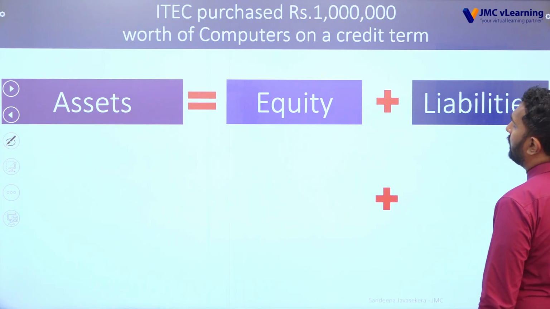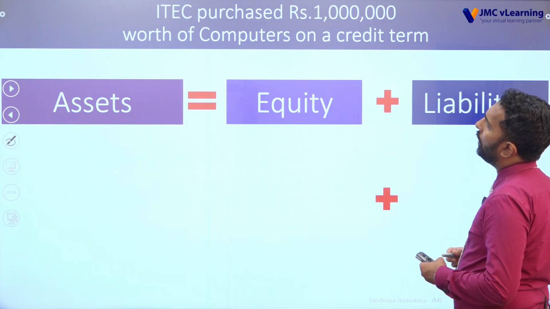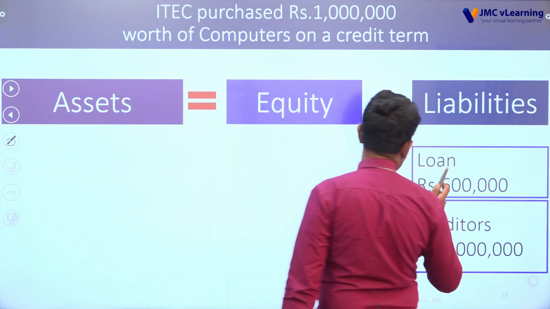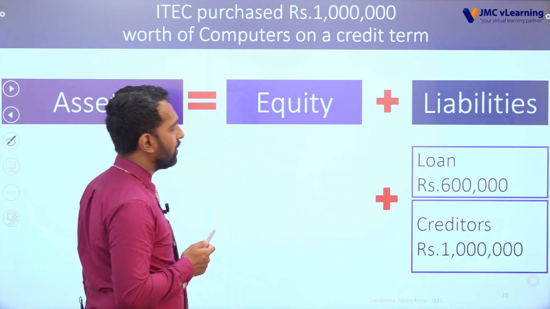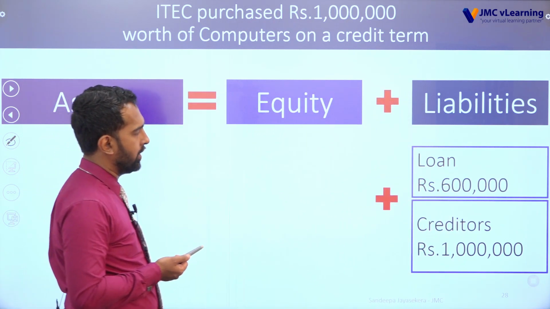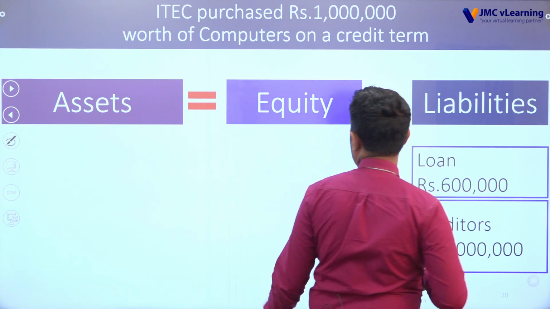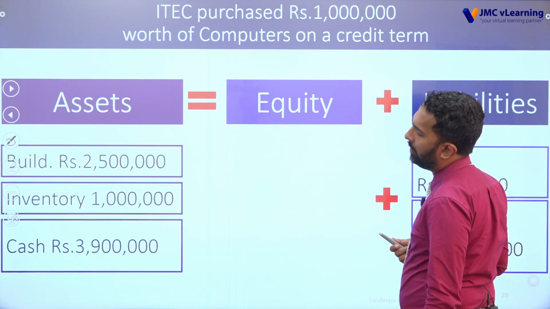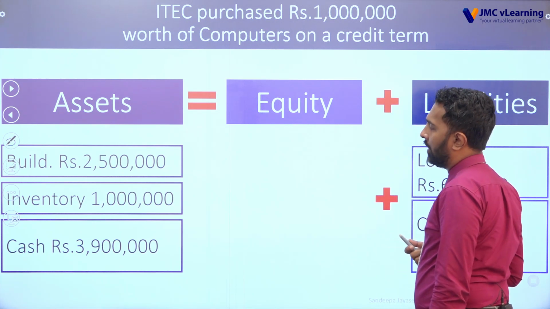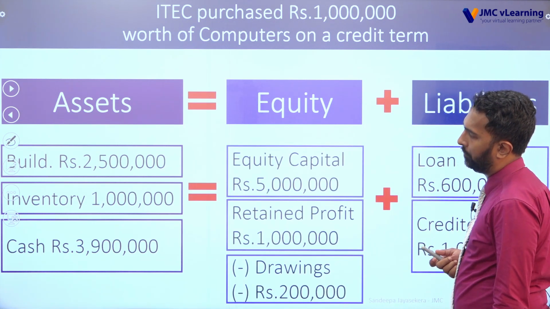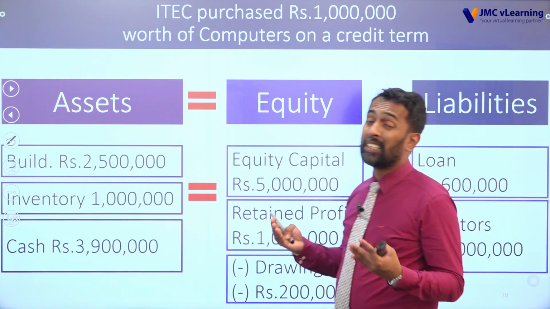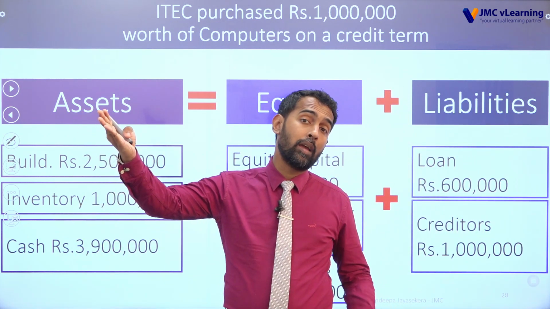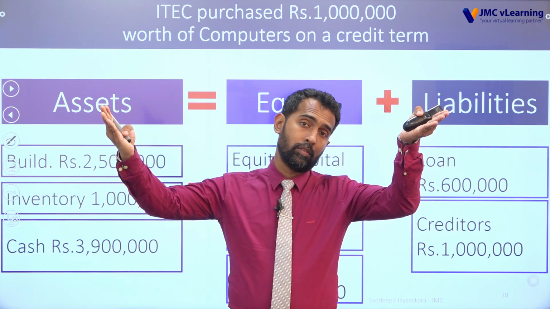Let's see another transaction. iTech purchased 1 million worth of computers on credit. Now, other than the loan of 600,000, you have creditors worth 1 million, right? So then the inventory will increase by 1 million, cash 3.9 million. Equity remains the same. You can see when you are purchasing items on credit, on one side inventory goes up, on the other side the liability towards the creditors goes up.